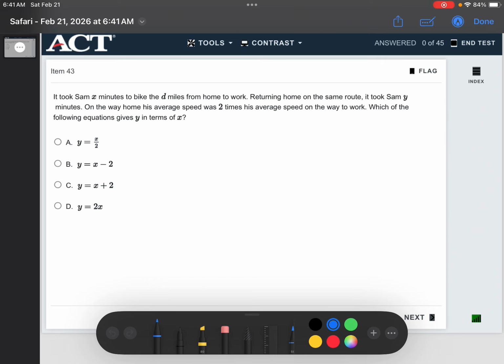So it doesn't seem like we even need this D miles, right? Because it's the same amount of distance from home to work as it is from work to home. So another variable in there just put there to confuse us. So what do we have? We have going from home to work, and that took us some amount of time, x minutes. Then it tells us returning home, right? So going from work to home, it took us some amount of time, y minutes.